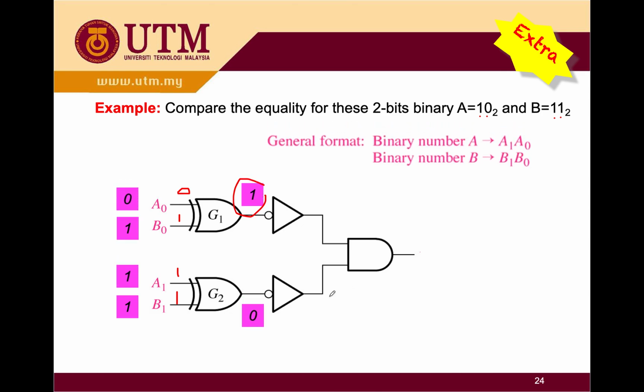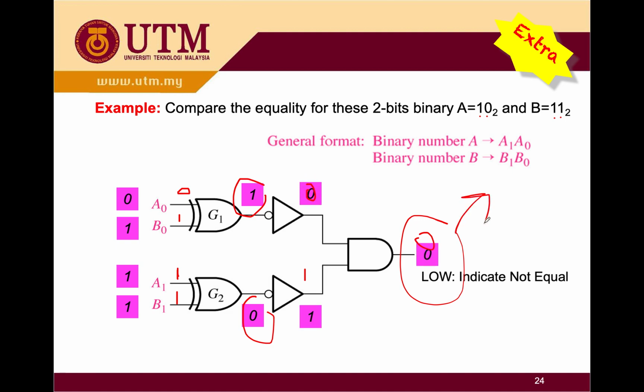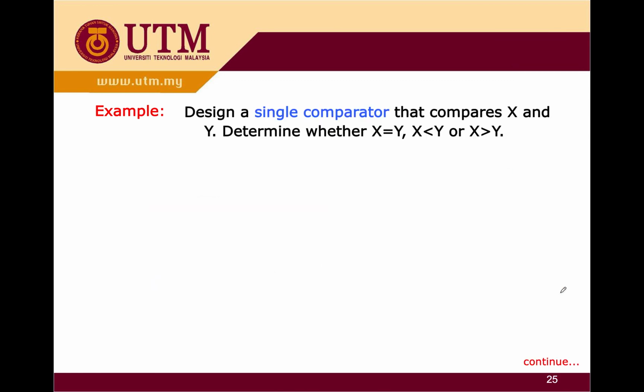Continue. Similar also here, if you have the same value, the output will be 0. So you convert it, you get 0 1, and this is the AND gate. You know that an AND gate gives you 1 if both are the same. So you can see your output is 0, meaning that it is not equal. Low indicates not equal.